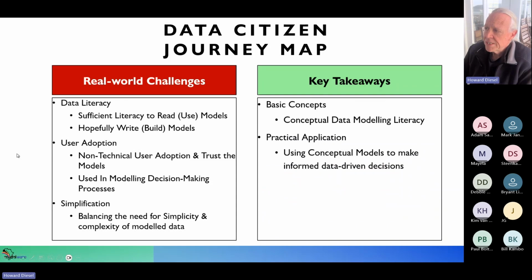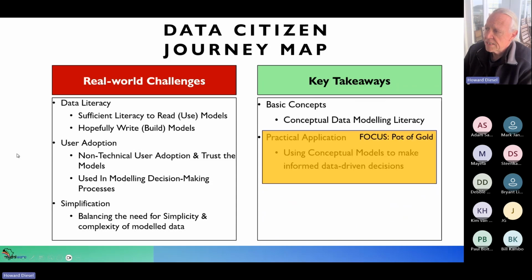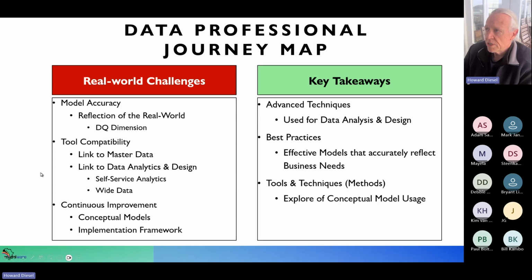Next week, we'll be talking about the data citizens, and this is where I feel the biggest benefit to our data citizens, being a data steward or someone that's working with data, is how do we use the conceptual models to make informed data-driven decisions? Okay, so that's an area we'll talk about next week, and we'll deal with the challenges of data literacy, adoption, simplification. How do we work on that?